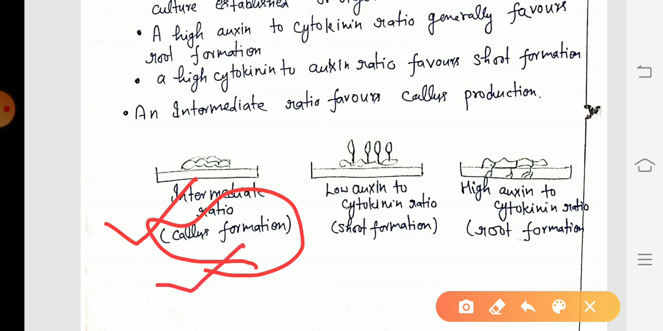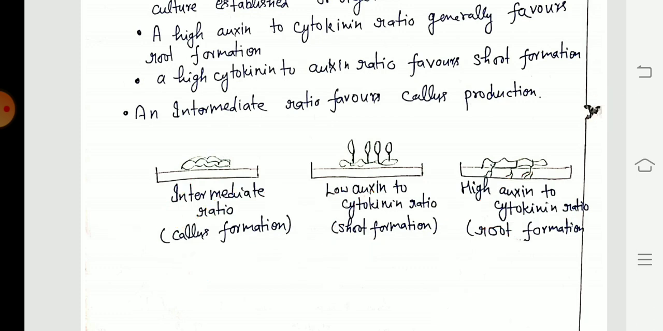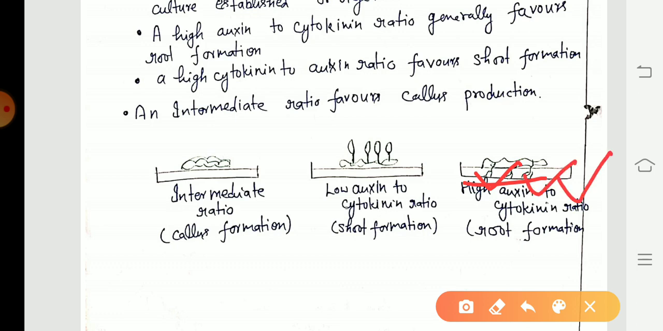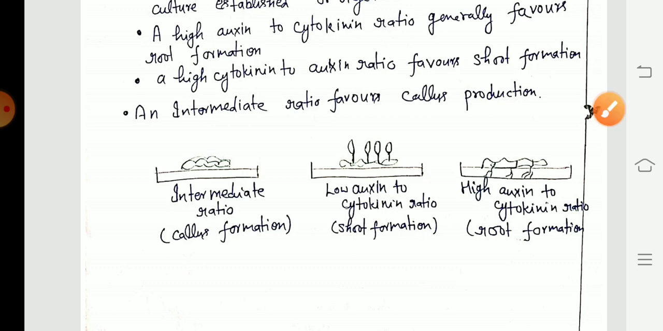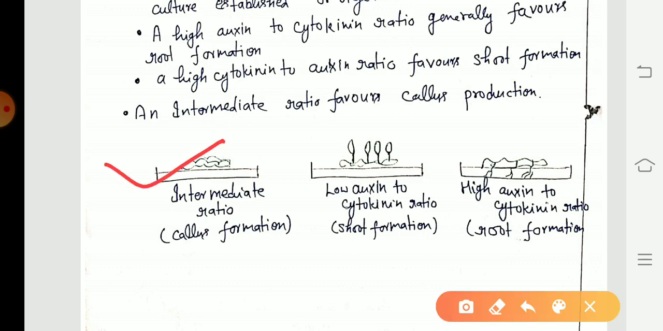When we take a low auxin concentration compared to the cytokinin, shoot formation occurs. And when we take auxin in a higher concentration compared to the cytokinin, root formation occurs. This picture shows the rooting process occurring, and in this picture the shooting process. So this is the callus formation, this is the shoot formation, and this is the root formation.